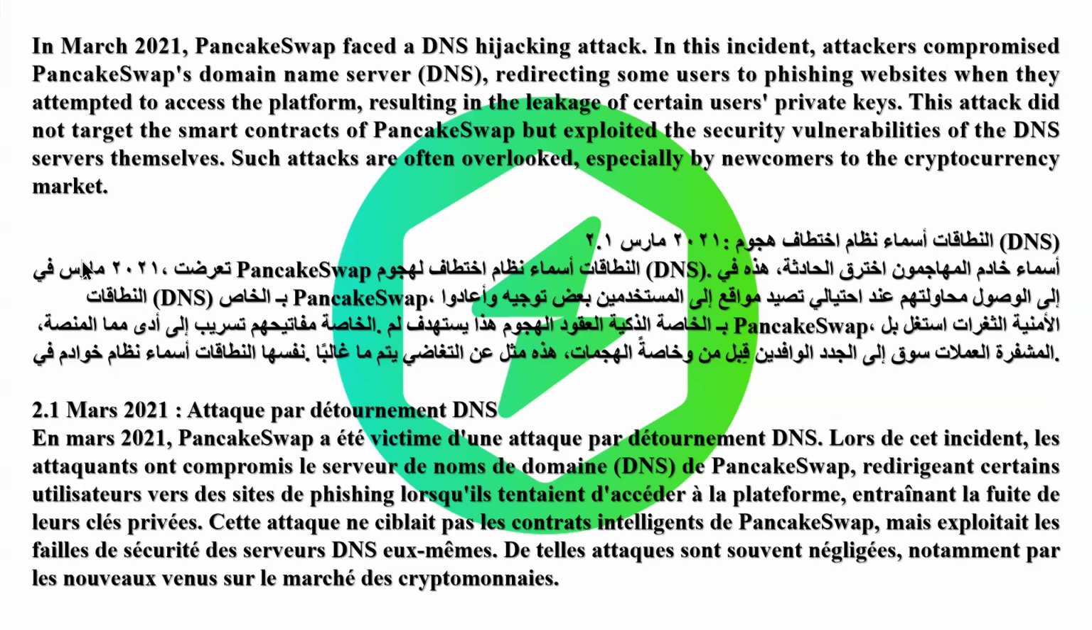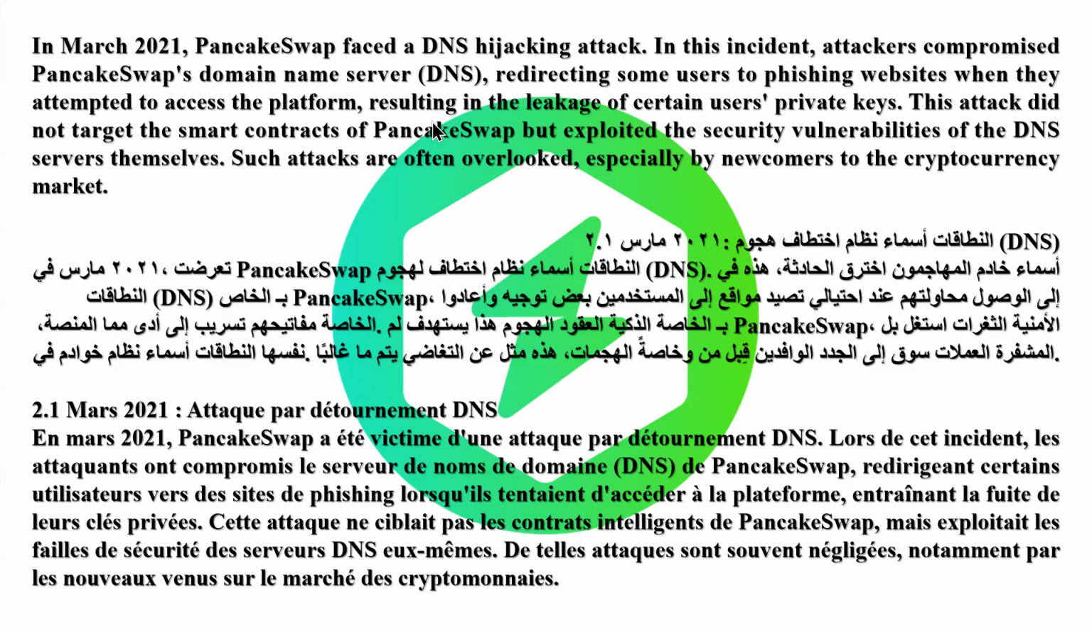In March 2021, PancakeSwap faced a DNS hijacking attack. In this incident, attackers compromised PancakeSwap's domain name server, DNS, redirecting some users to phishing websites when they attempted to access the platform, resulting in leakage of certain user private keys. This attack did not target the smart contract of PancakeSwap, but exploited the security vulnerabilities of the DNS servers themselves. Such attacks are often overlooked, especially by newcomers to the cryptocurrency markets.